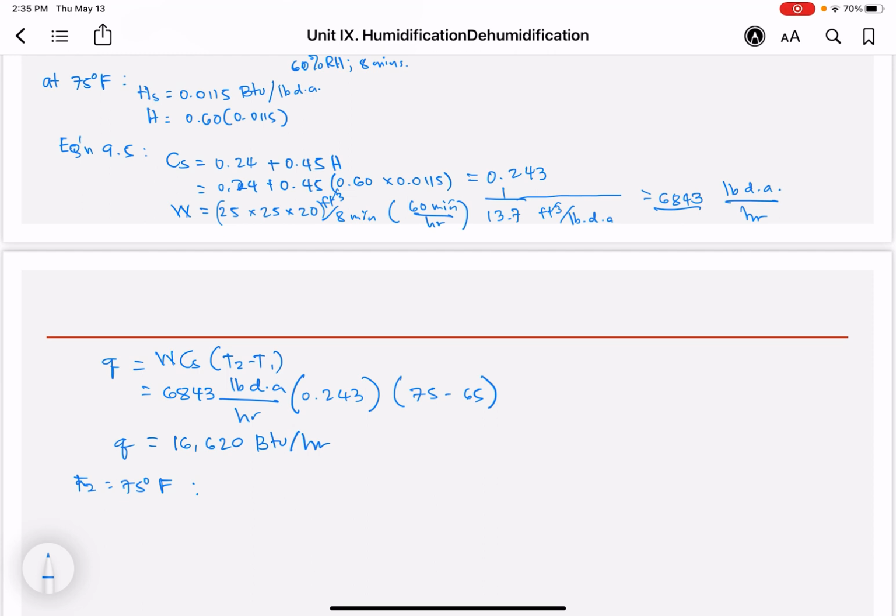And that is 0.6 times 0.0115. 0.0069. So your H is 0.0069. No, that's the 0.60 of this. 0.0115, ba? Tama. H is 0.0069. And therefore, I would get your enthalpy at this point.